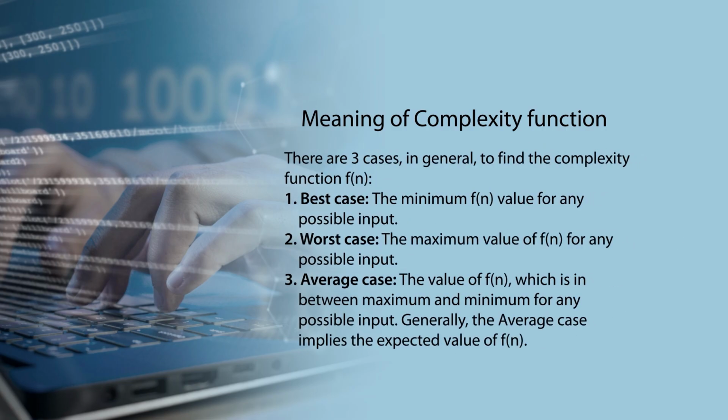So, there are three cases where we can find the complexity function. First is the best case, the minimum f(n) value, where f(n) is any function, for any possible inputs. The input size may be large. So, the best case will be the minimum value of f(n), and the worst case is the maximum value of f(n) for any possible input. Okay? And the average case is the value of f(n) which is in between the maximum and minimum for any possible input. Generally, the average case implies the expected value of f(n).